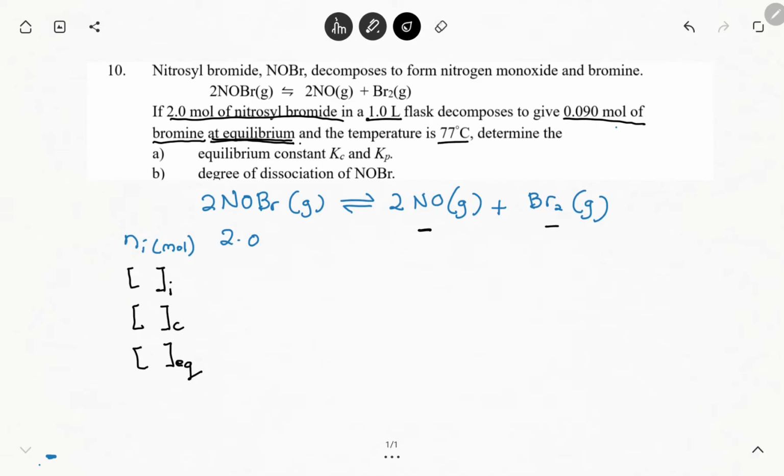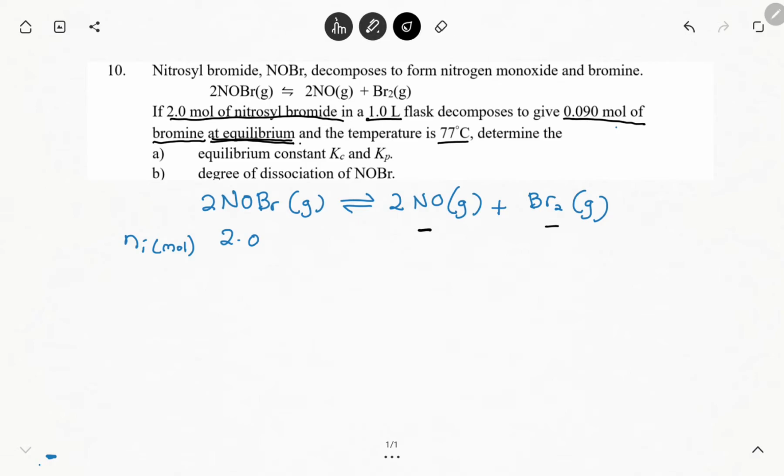And the last one, you also can use an ICE table in terms of pressure. If you are given the number of mole initial, and you have the temperature and the volume, you can calculate pressure. If the question asks you about Kp, P initial, P change, and P equilibrium. Okay, so in this case, I want to use an ICE table in terms of concentration.